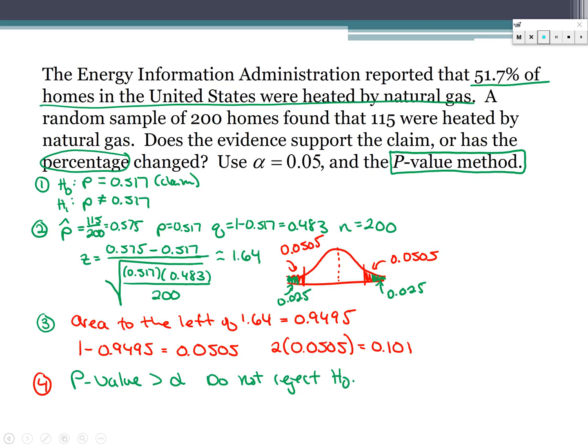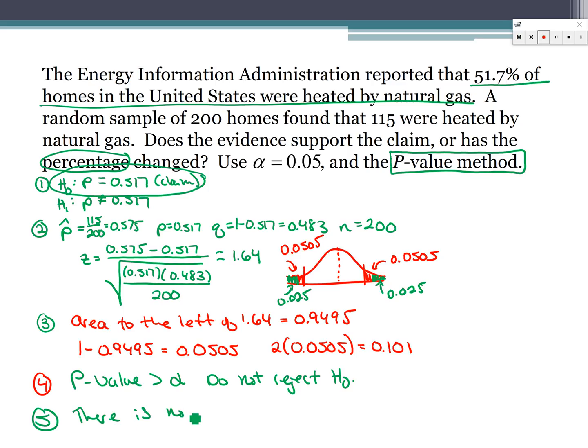Or if you are more of a memorizer person, you want to draw the sketch: p-value is greater than alpha, you don't reject. P-value is less than or equal to alpha, you do reject. So it's just two different cases possible. Now, we didn't reject this, and it's our claim.